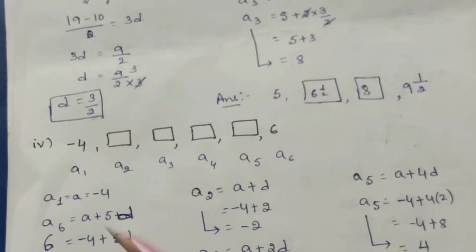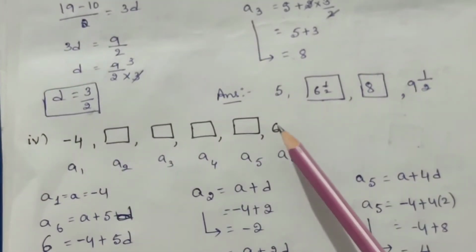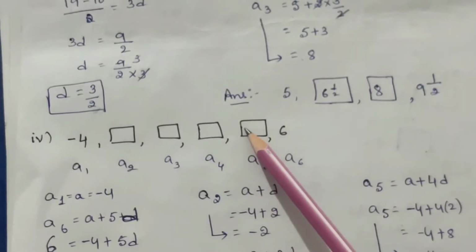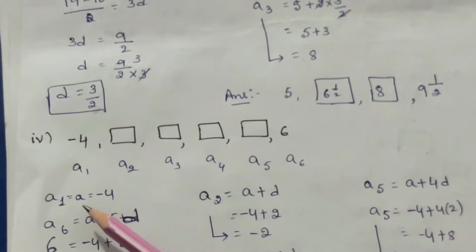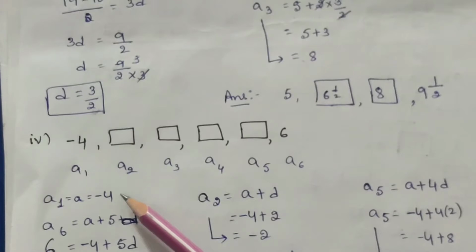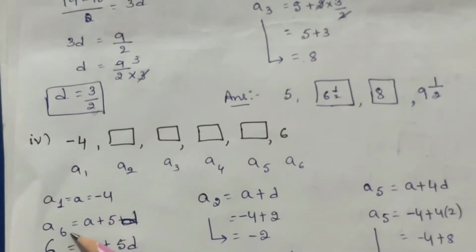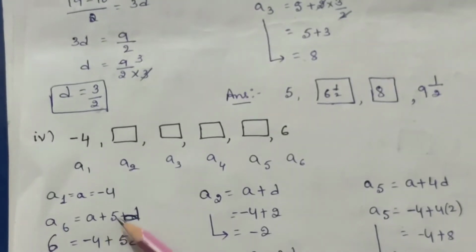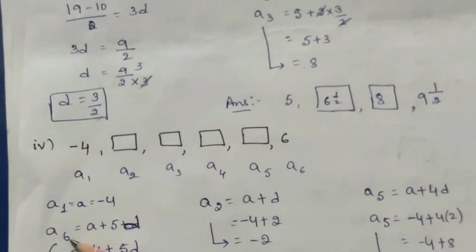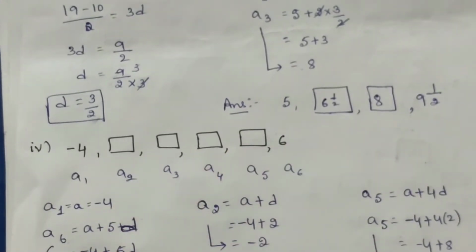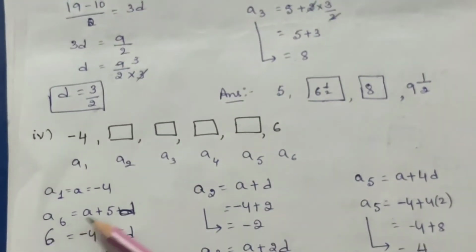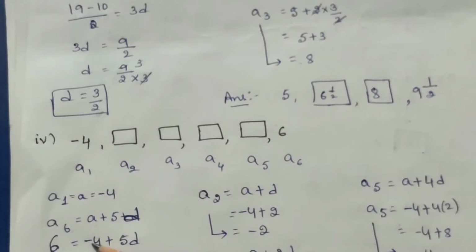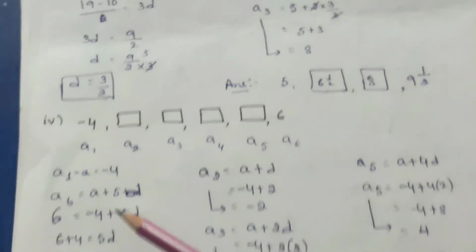Question number 4, the first term is given and the sixth term is given, where the second, third, fourth, fifth you need to find out. Write the first term and write the sixth term. The sixth term can be written in the form of A plus 5D. Here the sixth term was 6. Write 6, and A is given. Substitute the value, that is minus 4, 5D as it is.